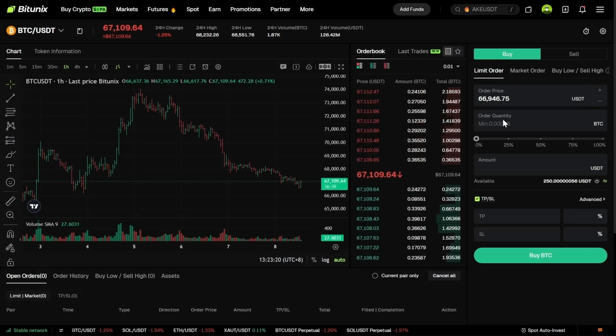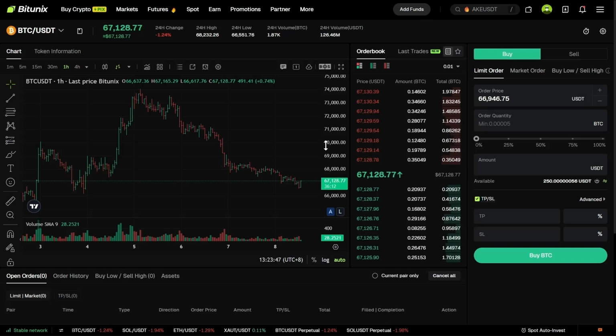Now to get to our order, there's two different types of orders. We have a limit order and a market order. A market order buys or sells instantly at the current market price, whereas limit orders let you choose the exact price you want to buy or sell at. They are placed in the order book, where the trade will only execute if the market reaches that price.